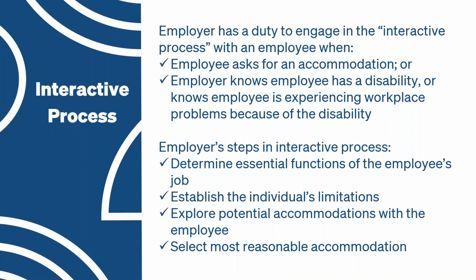If one party shuts down and abandons the interactive process, then the interactive process ends. Either the employer has failed to comply with the law, or if the employee has abandoned the interactive process and is no longer participating, then the employee may no longer be entitled to an accommodation. But that would be after many attempts to engage the employee. So the employer's steps in the interactive process: first, determine the essential functions of the employee's job.